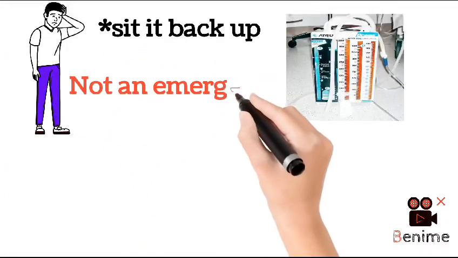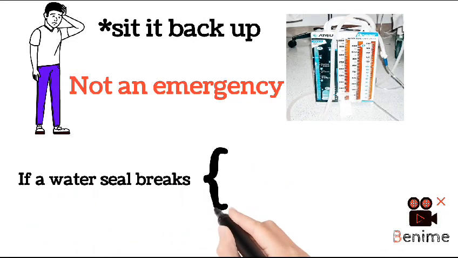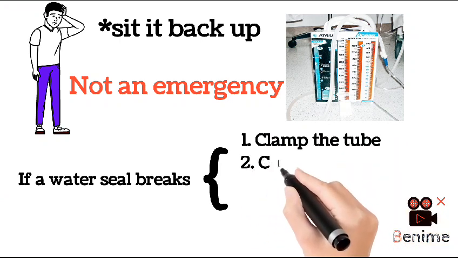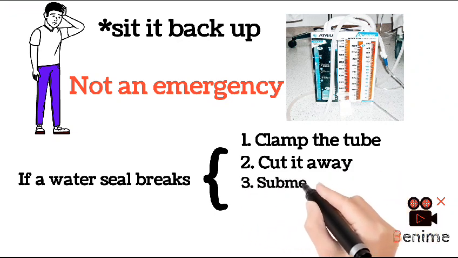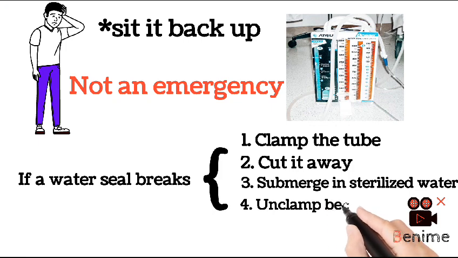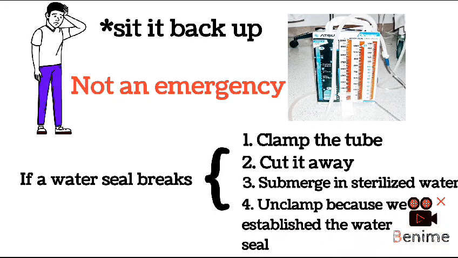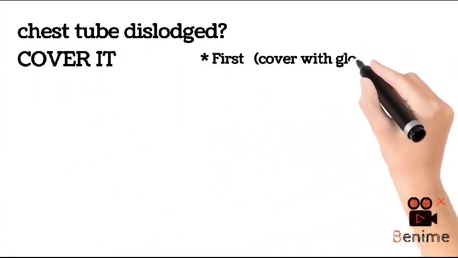If the drainage system is knocked down, set it back up and tell the patient to take deep breaths. It is not an emergency. If the water seal breaks, it's an emergency. How are we going to respond in this situation? 1. Clamp the tube. 2. Cut it away from the broken device. 3. Submerge in sterilized water. 4. Unclamp because we established the water seal.